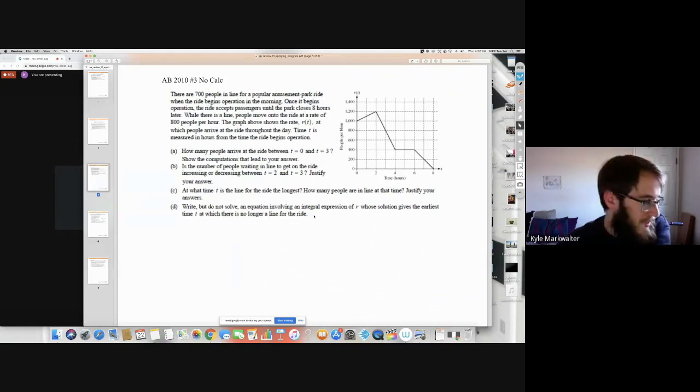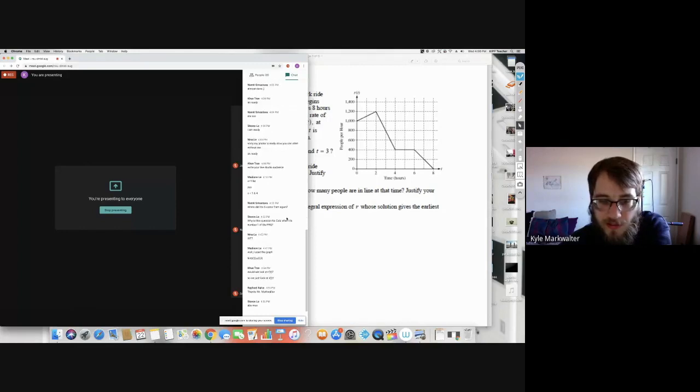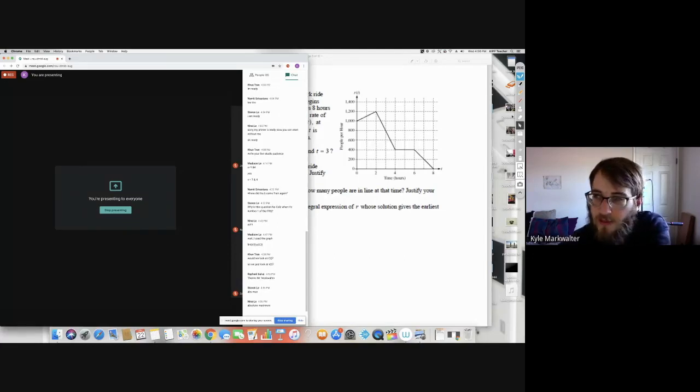Part C. At what time t is the line for the ride the longest? How many people are in that line at that time? Justify your answer. Talk to me in the chat box. At what time t is the line for the ride the longest? What does that sound like or cue in your mind? What kind of calculus idea do you feel like this question is asking us about? Steven says absolute max. Any other thoughts? Yeah, that's what I'm thinking too, absolute max.